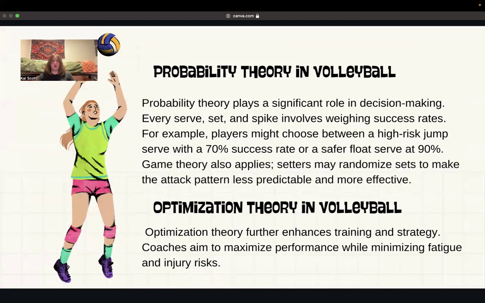Probability theory in volleyball. Probability theory plays a significant role in decision making. Every serve, set, and spike involves weighing success rates. For example, players might choose between a high-risk jump serve with a 70% success rate or a safer float serve at a 90% success rate. Game theory also applies. Setters may randomize sets to make the attack pattern less predictable and more effective.